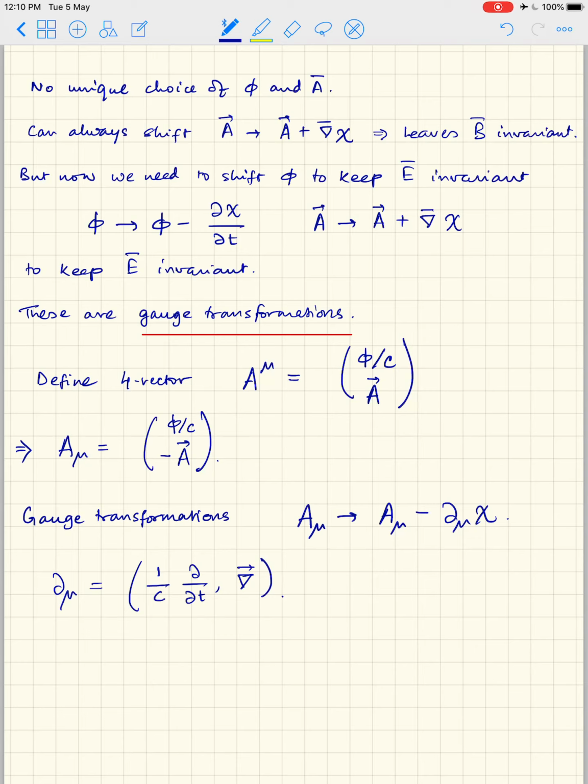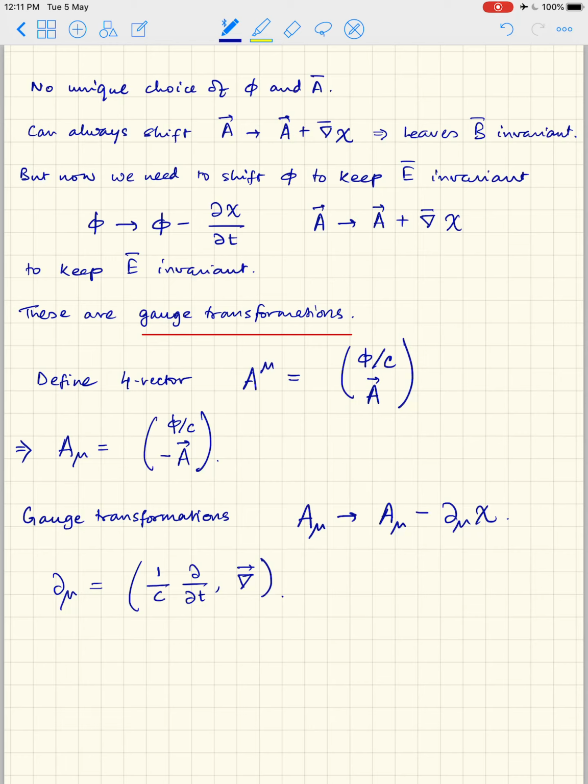So this is what happens. So this is in a very nice form. So this is what we have, okay? So you see, now you can see where this factor of 1 over C comes in.